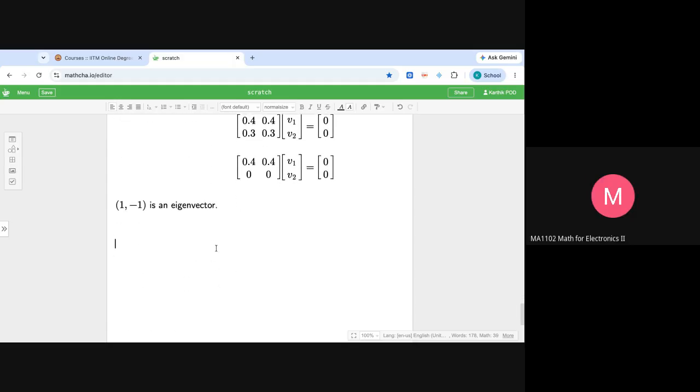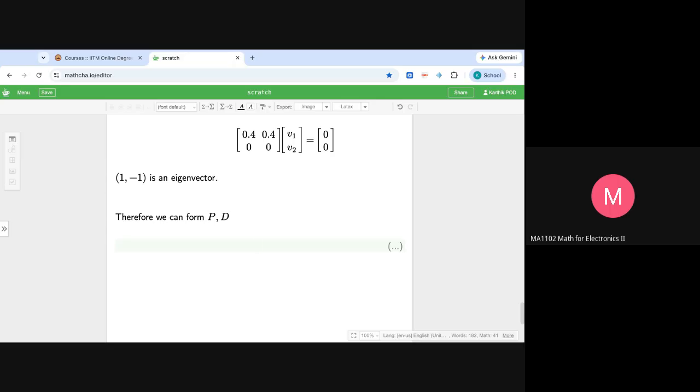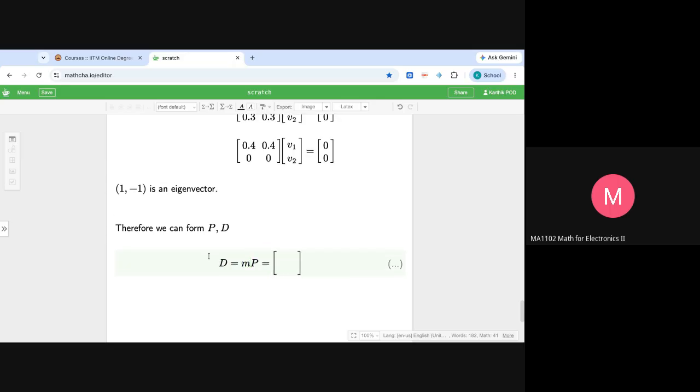So what is P now? Therefore, we have all the ingredients for P and D. So we can form P and D. We just have to be careful with the following. Let's first add the eigenvalues in the diagonal matrix.